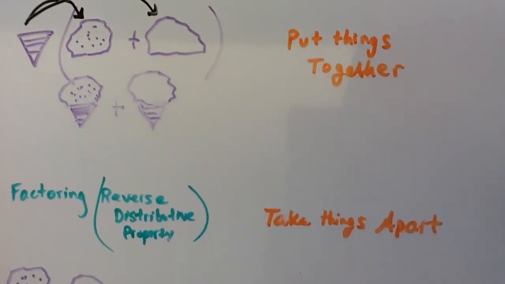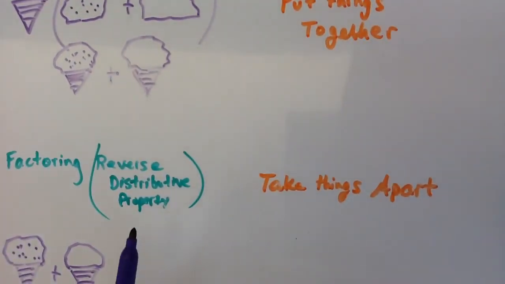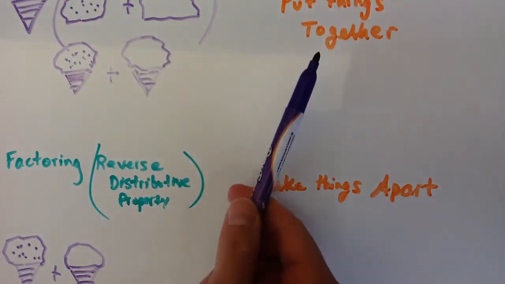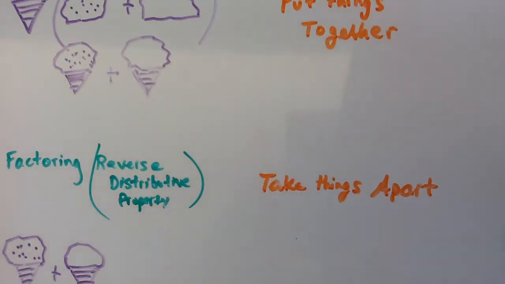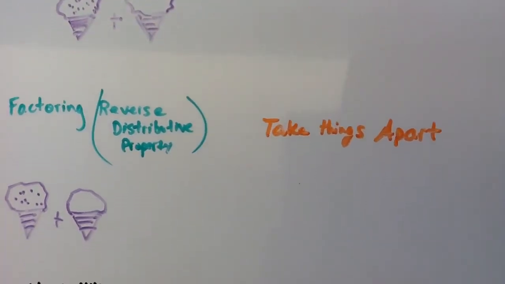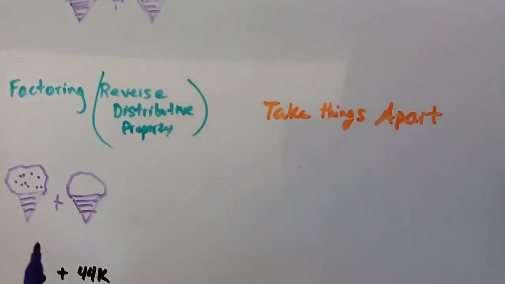Now, when factoring, you are essentially doing the reverse distributive property. Instead of putting things together, you are taking them apart. And so let's continue with our ice cream cone example. Let's say we start with the ice cream cones already made, and we want to take them apart. When you factor, you are looking for, what do these things have in common? What is the greatest thing that they have in common? Or we could say the greatest common factor.